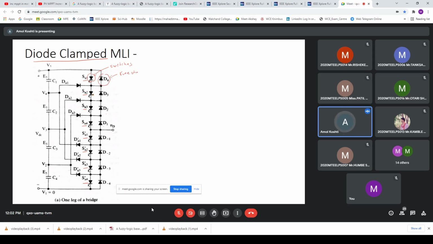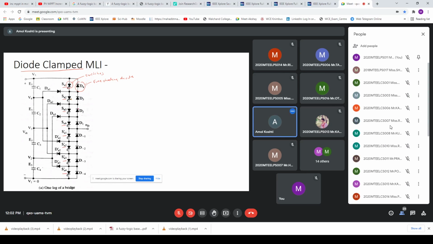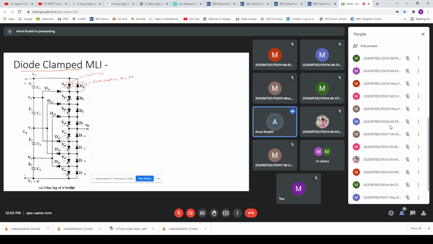You already know the freewheeling diode. Freewheeling means whatever energy is stored in the load, to discharge this energy you have to provide some path. These freewheeling diodes provide the path for the energy stored in the load, and through that freewheeling diode that energy is dissipated. Because of the circulation from load to the freewheeling diode, it becomes a closed loop and the energy vanishes. So these are the freewheeling diodes.